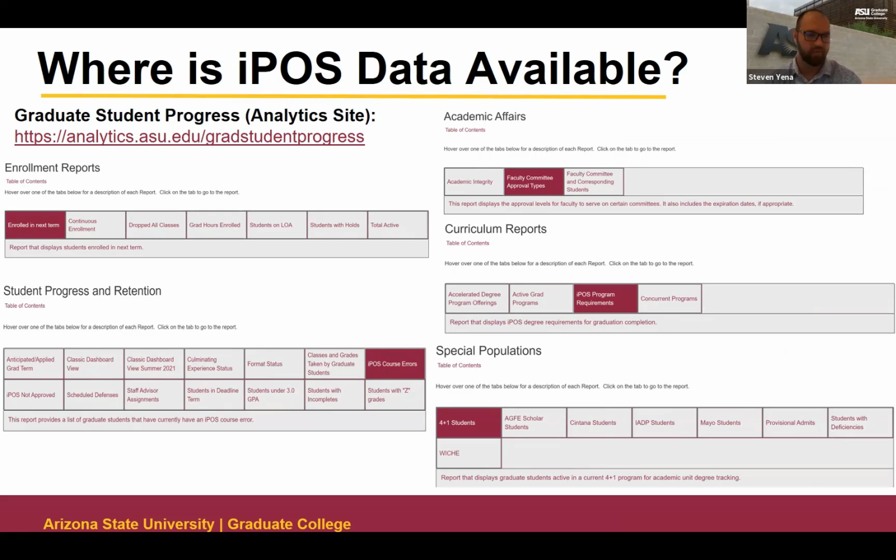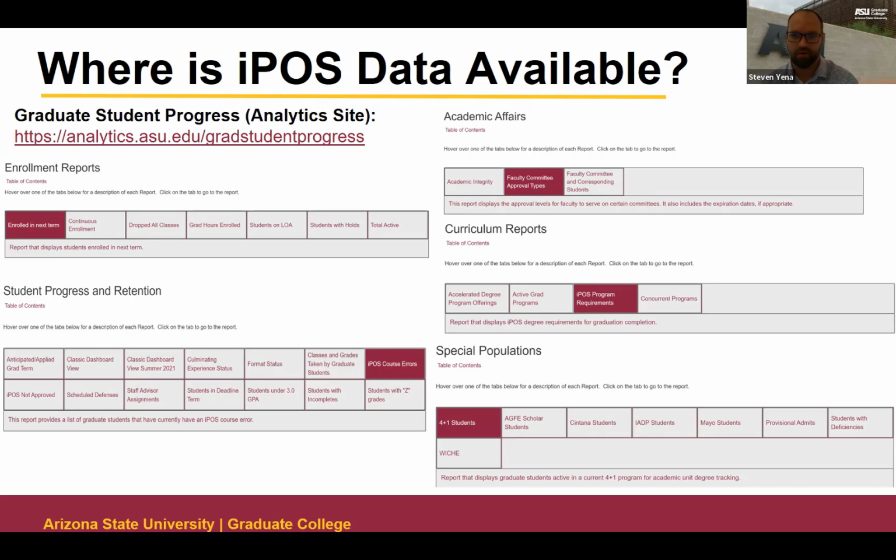So things like enrollment, you can see if students are meeting continuous enrollment or not, if they've dropped all their classes, if they're on a leave of absence, what service indicator holds do they have on their record. On the progress and retention side, you can look at things like what's their format status, do they have any iPOS course errors, what classes and grades have they taken. You can get a list of students that don't have an approved iPOS, students with under a 3.0 GPA.